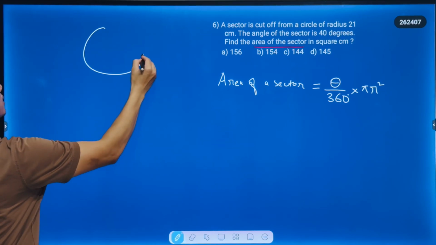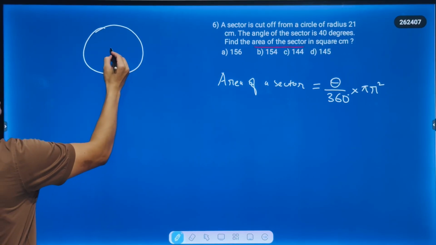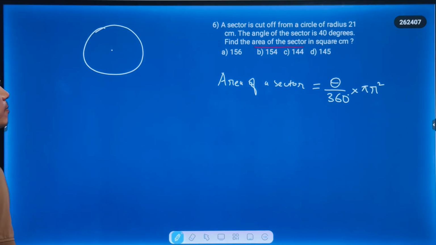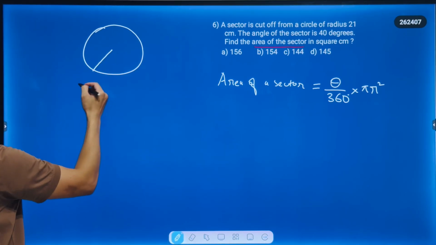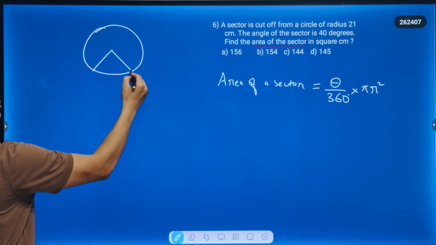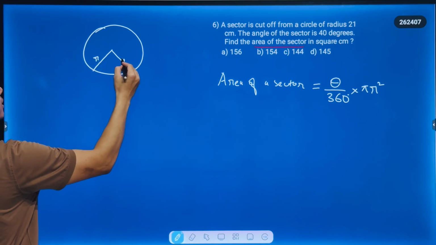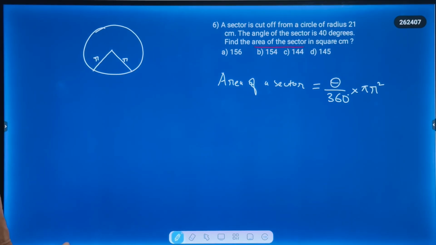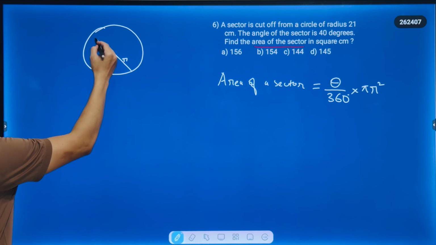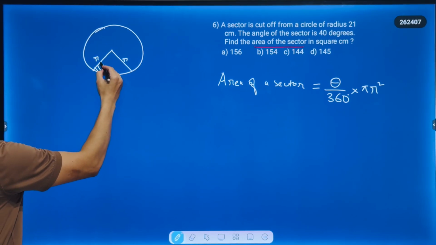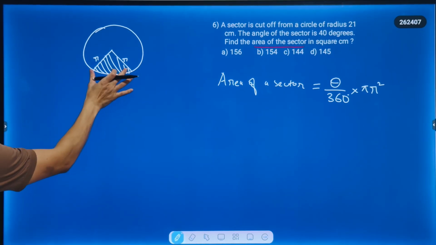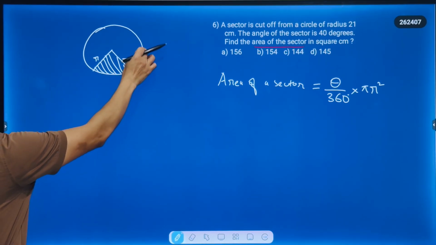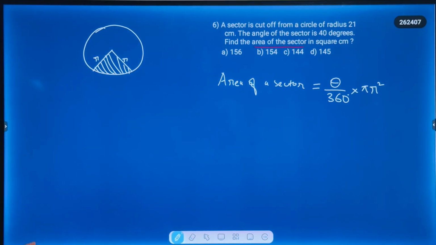So this is a circle, this is the center point of the circle, and if you draw any line from the center to the circumference, this will be the radius. This part is a sector. The shaded part is the minor sector, and this unshaded part, all of this, is the major sector.